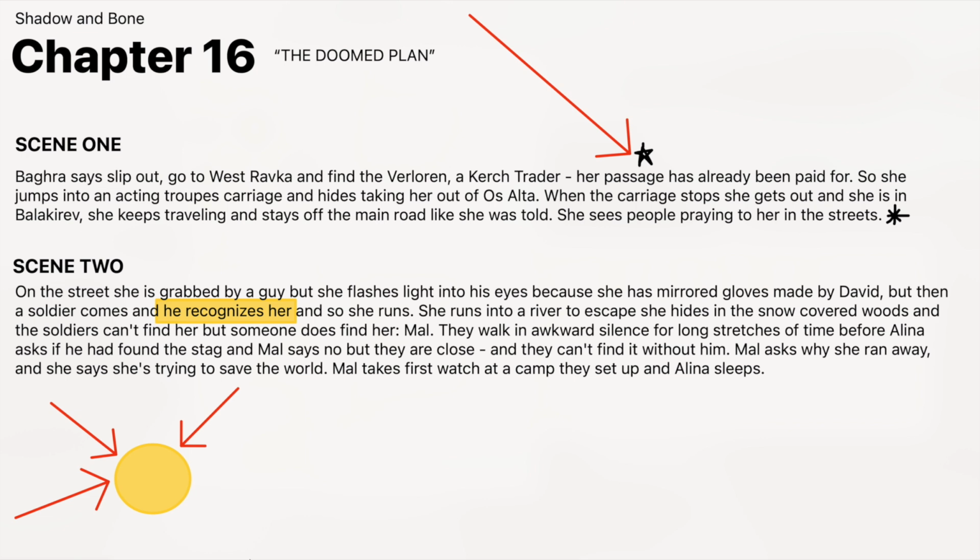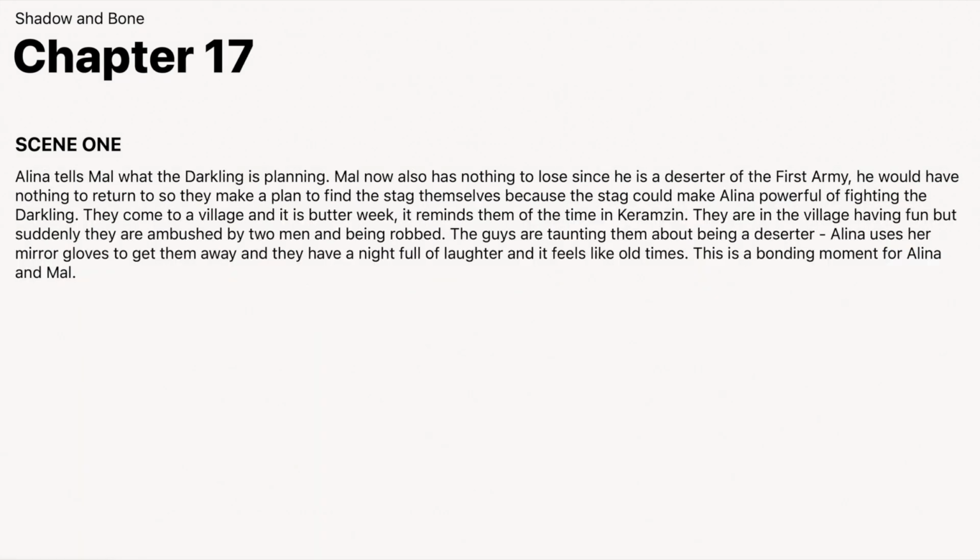She's not even close to making it out to West Ravka, but she runs into Mal, which we thought could be a bad guy closing in. But we realized, nope, he's actually going to be an ally and is now going to help her through this back half of the book. Alina tells Mal what the Darkling is planning.